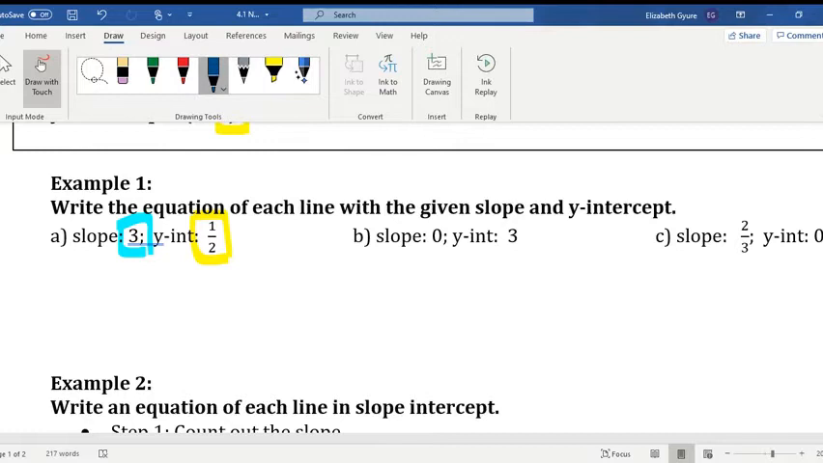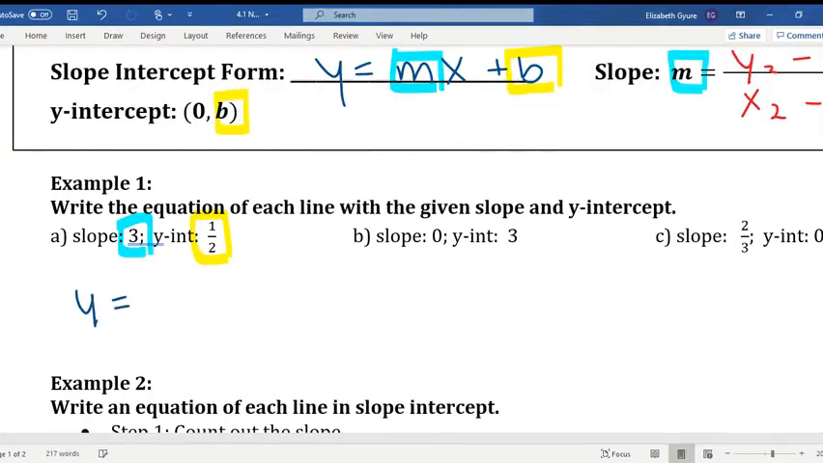So your equation is always going to start with a y, so y equals, and then m is your slope, which is which number? 3. Then put your x next to it. Then plus, and then your b value, which is your y-intercept, which is what number? 1/2. Yeah, the other one. 1/2. It doesn't matter that it's a fraction. You can just leave it the way it is. And you're done. That's it. That's your answer. Not too bad right now, right?